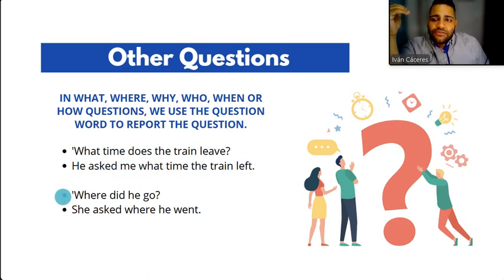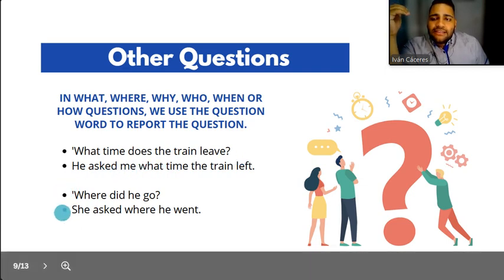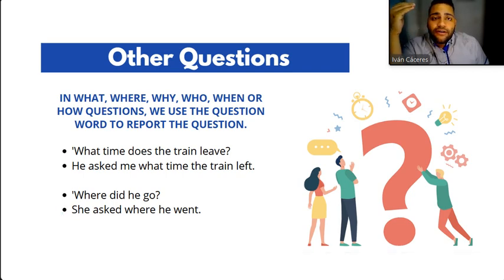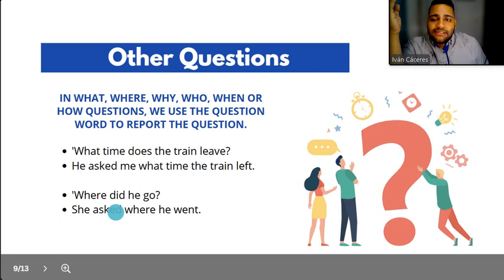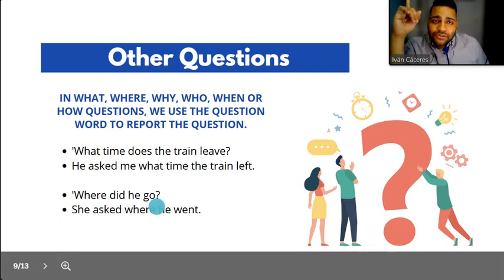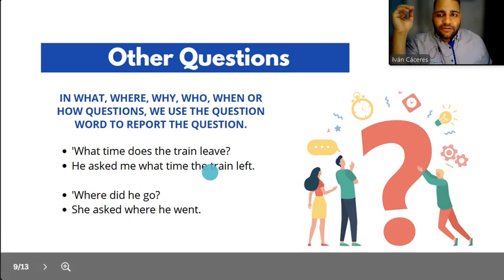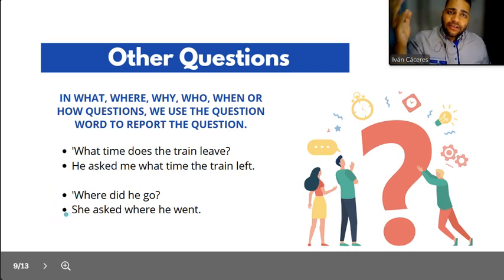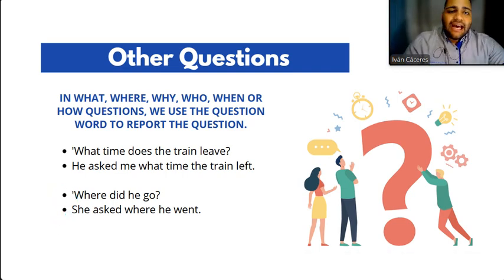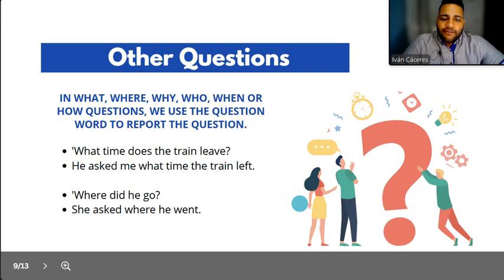Now with question number 2, it says, "Where did he go?" She asked where he went. In this case, we didn't use the past perfect, and that is something that you can also do, but we'll talk about that later on. Okay, so "Where did he go?" She asked where he went. You can also do it by saying she asked where he had gone, which would be with past perfect.